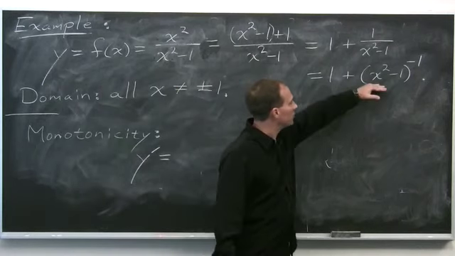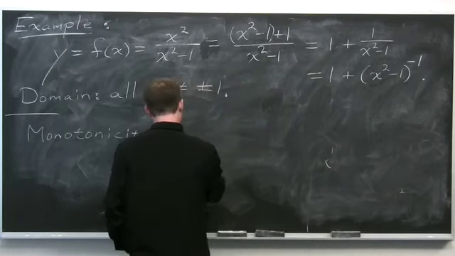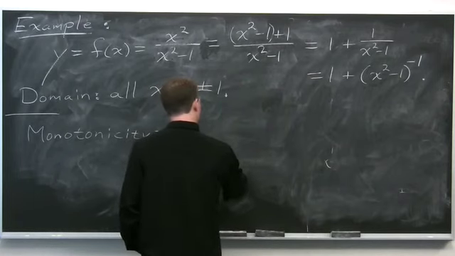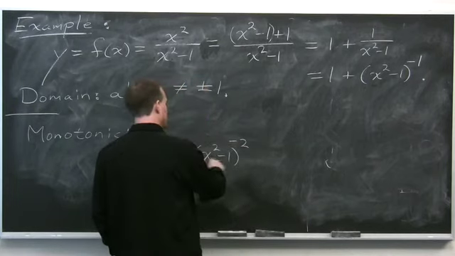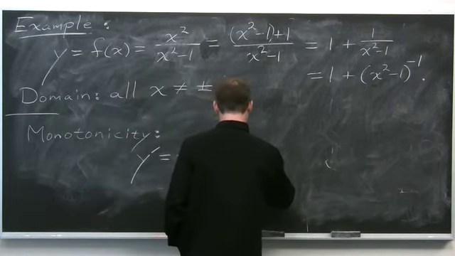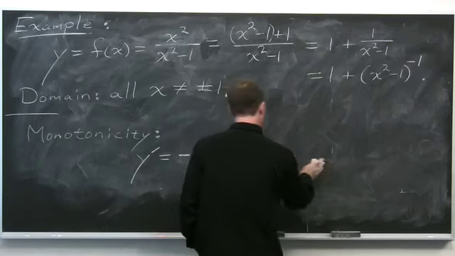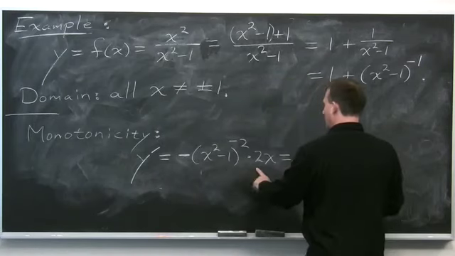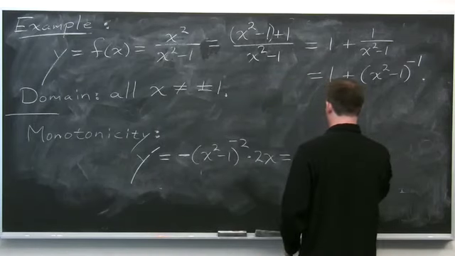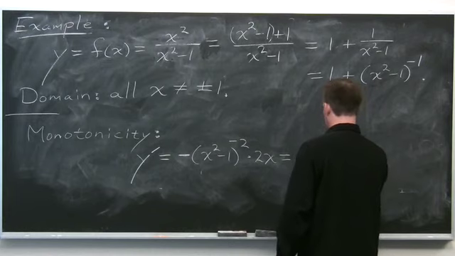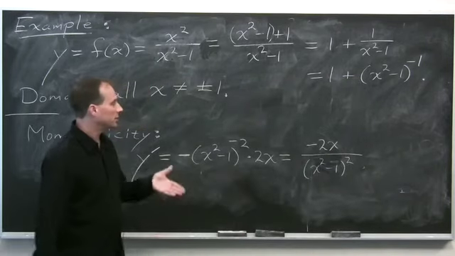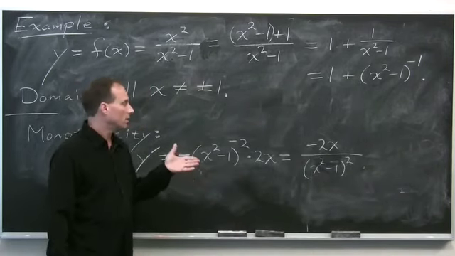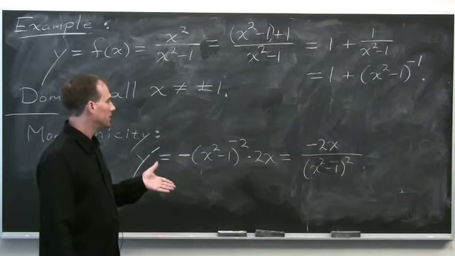The derivative of this part is 0, the derivative of this part, use the chain rule, you get negative x squared minus 1 to the minus 2. But then times the derivative of the inside stuff, so times the 2x. So you get negative 2x divided by x squared minus 1 squared. And what we'd like to know is where is this positive and where is it negative?